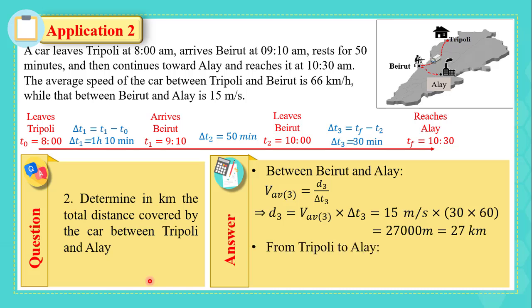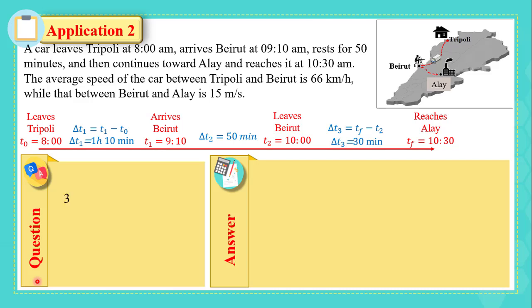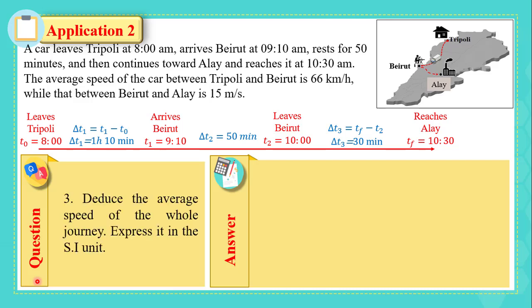Now, to obtain the total distance from Tripoli to Alai, we add D1 plus D2 plus D3, which gives us 104 kilometers. And note that all the distances are calculated in kilometers. Finally, we are asked to deduce the average speed of the whole journey and express it in the SI unit. When you are asked to calculate the average speed of the whole journey from Tripoli to Alai, you need to have the total distance, which we have calculated in the previous part, and the total duration of time, which we have calculated in the first part, and divide them by each other.